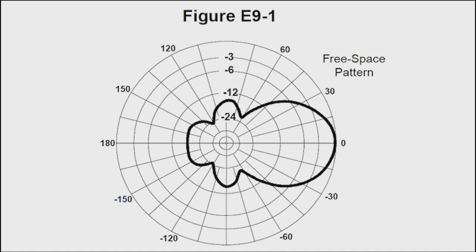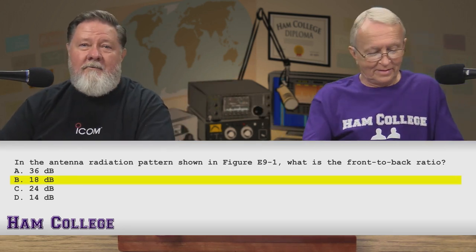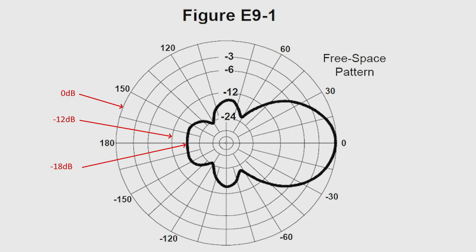Front to back ratio. I'm going to say that looks like it might be 18. How are you coming up with that? The lobe in the rear at 180 degrees is falling between 12 and 24, so probably around 18. I'm going to agree with you. There you go. Yep, right at the rear of it, that is about 18 dB. We can see minus 12 where it is.